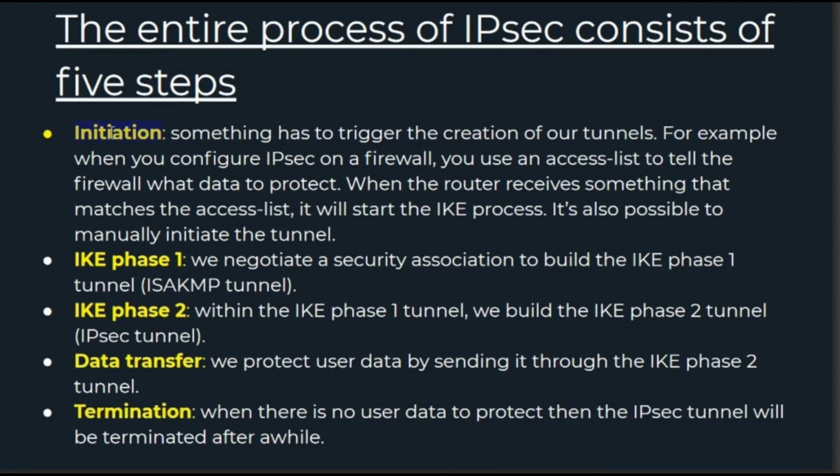The second step is IKE phase 1. In IKE phase 1, we negotiate the security association to build the IKE phase 1 tunnel. The third step is IKE phase 2. Within the IKE phase 1 tunnel, we build the IKE phase 2 tunnel, the IPsec tunnel. The fourth is data transfer, where we protect our user data by sending it through the IKE phase 2 tunnel. The last is termination. When there is no user data to protect, the IPsec tunnel will be terminated after a while.